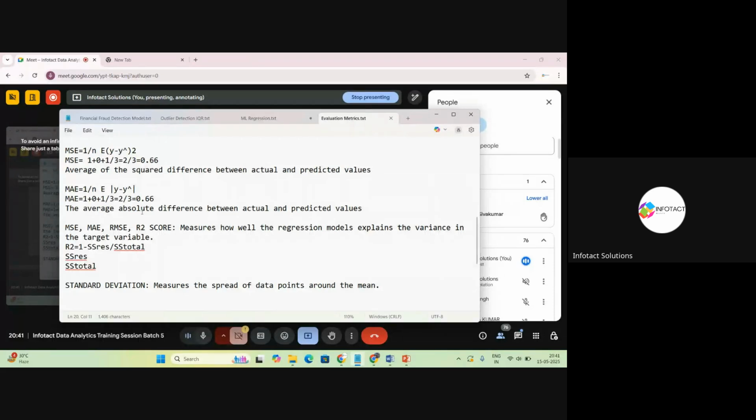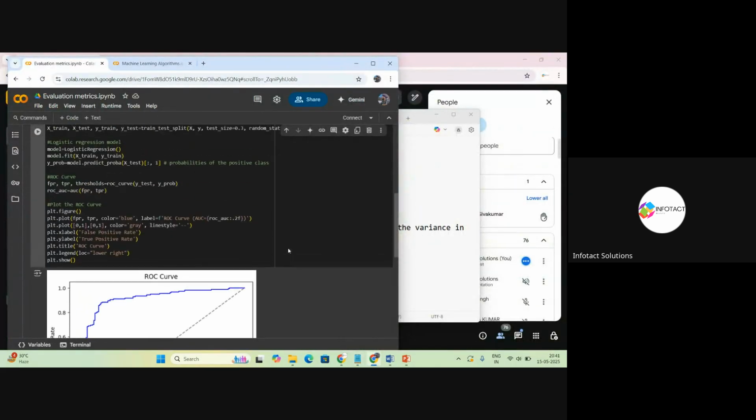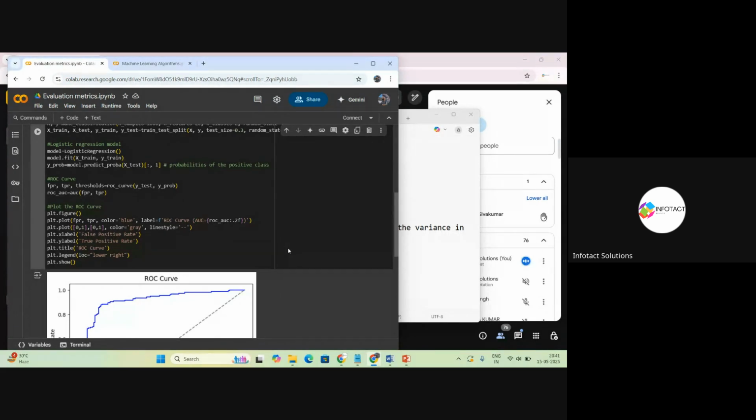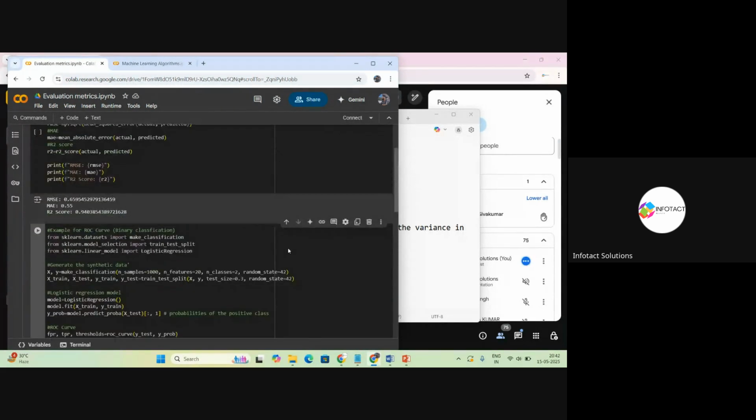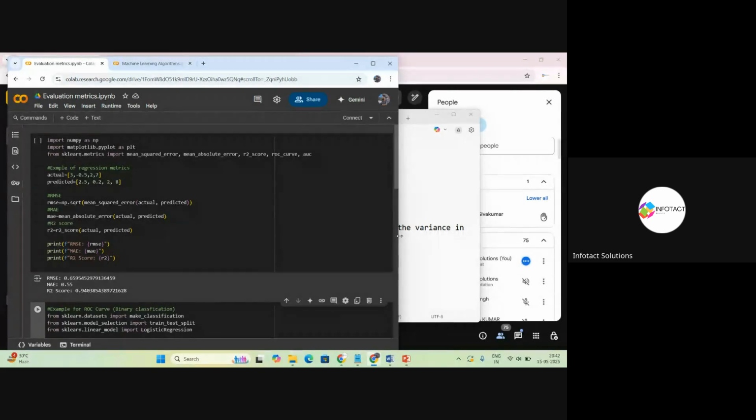Okay, how to implement it? I think you can see my screen. Can you see my screen? Yes, sir. Please maximize the screen. Yes, sir.